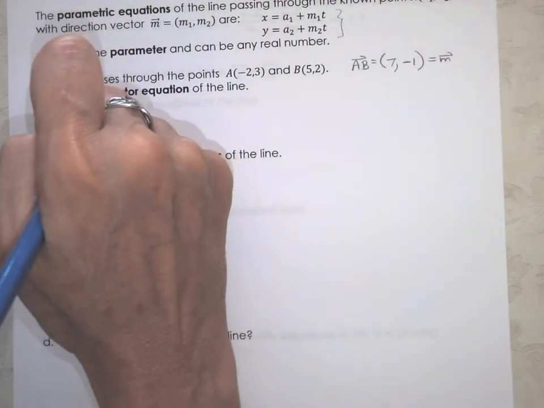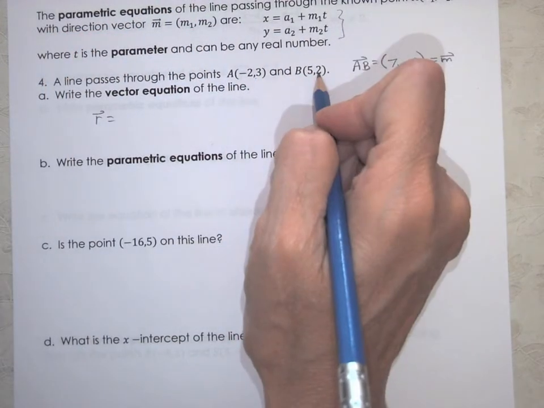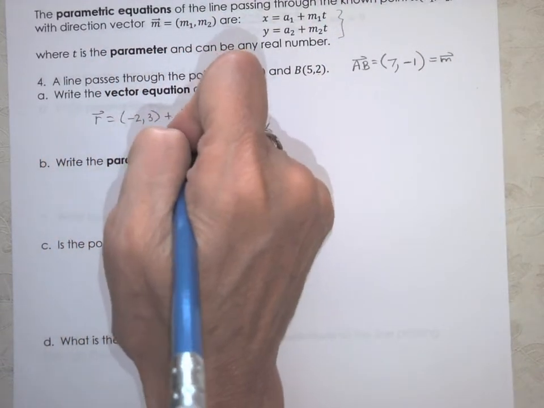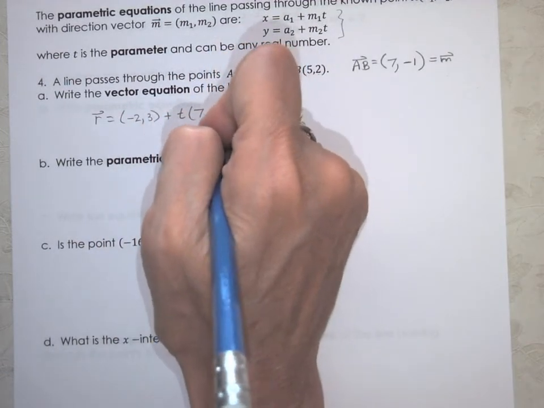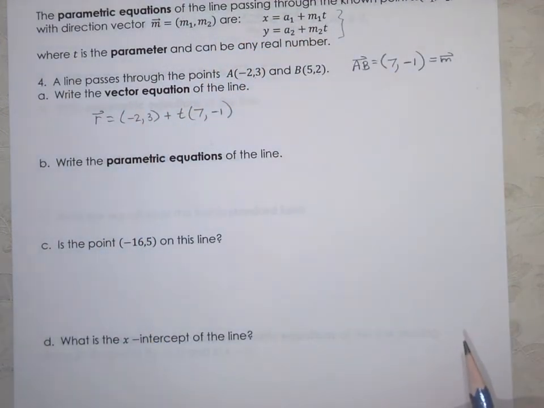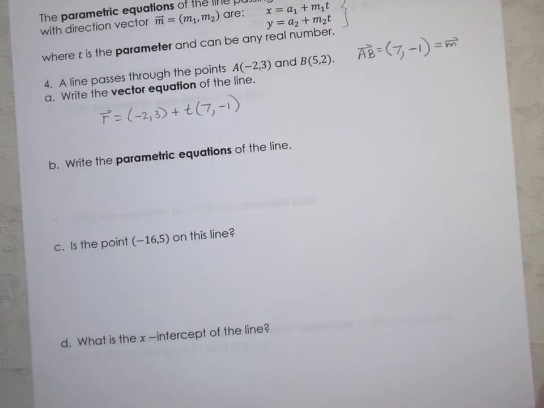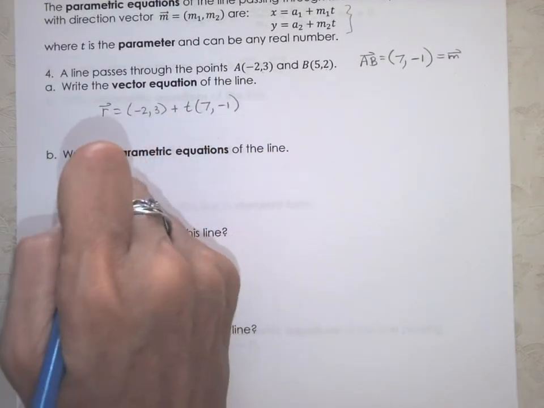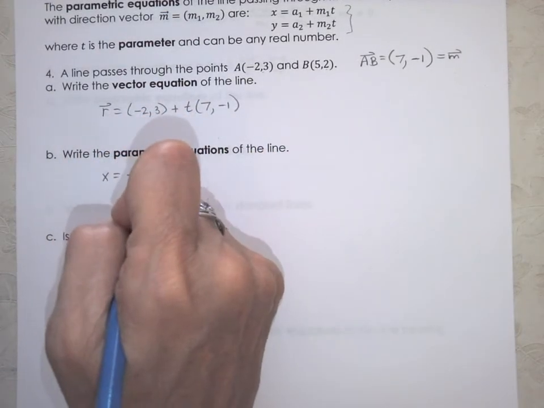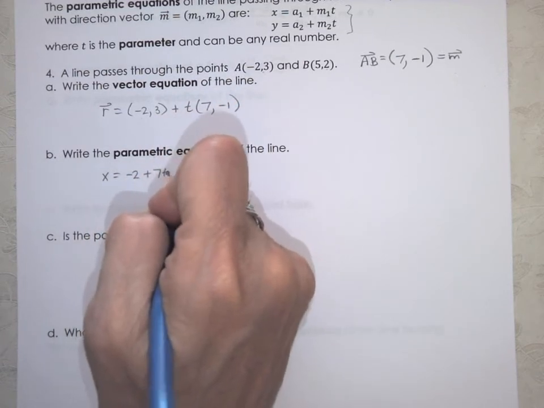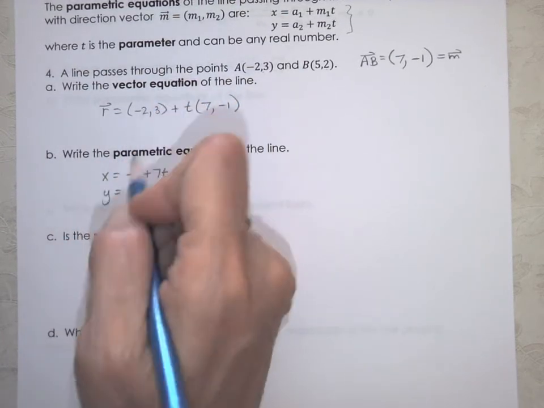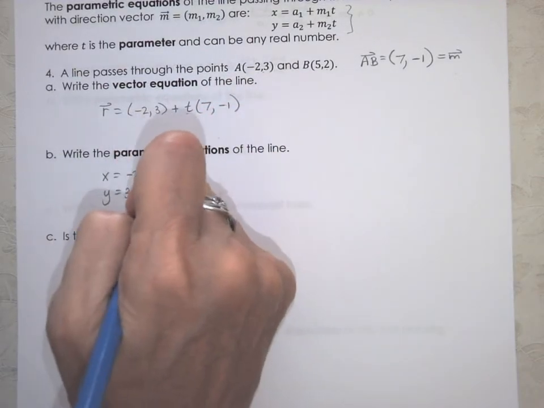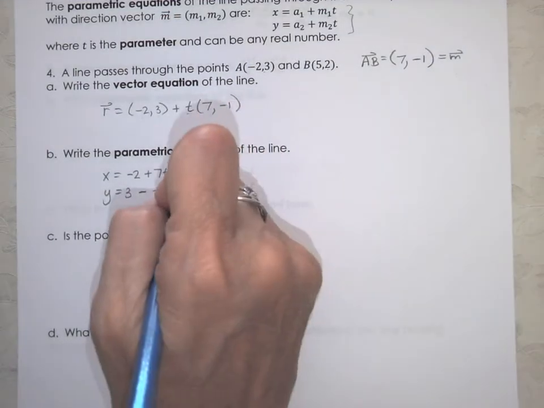For a vector equation of the line, we can choose either one of these points. I'll just choose the first one, (-2, 3), plus our parameter t times our direction vector, (7, -1). Now write the parametric equations of the line. Usually just by looking, we can see that to get the x value, we would take -2 and add 7t. And the corresponding y value would be found by taking 3 and subtracting t, because t times -1 is -t. So these are our parametric equations.